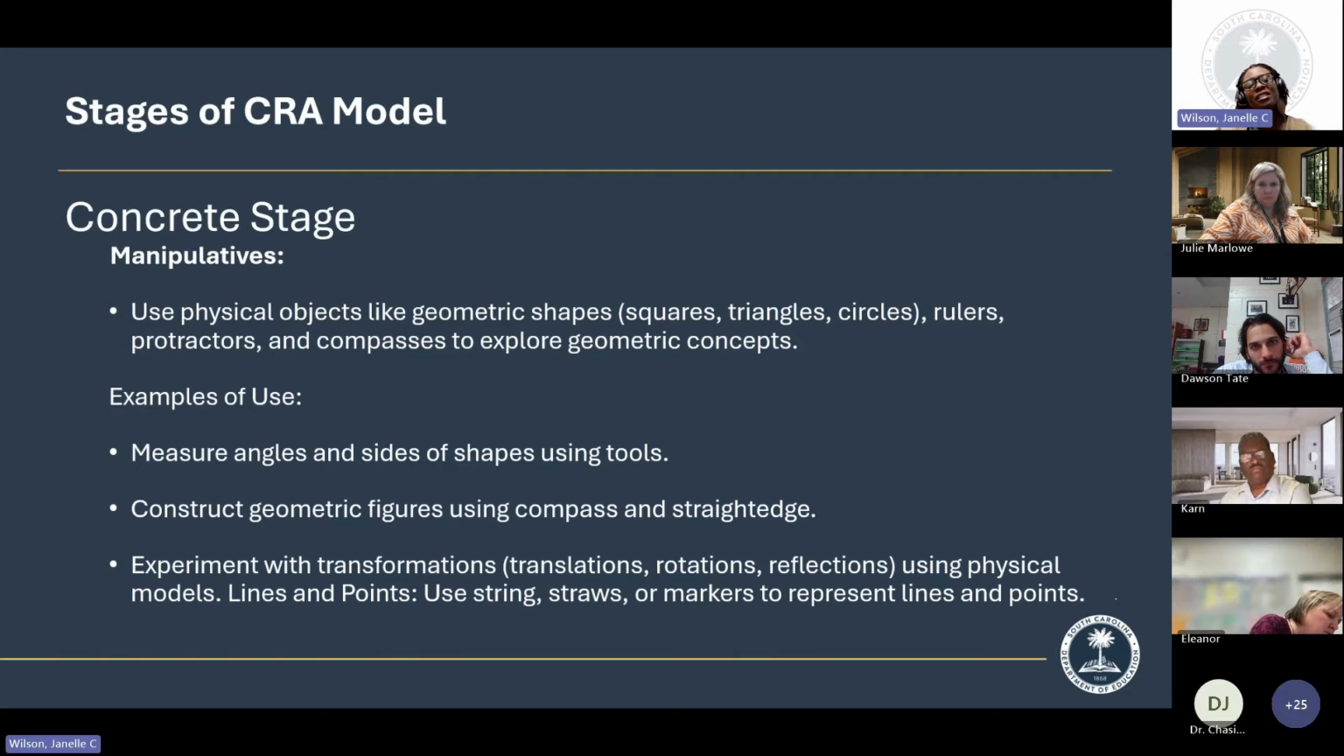What should concrete stages look like in a geometry classroom? Good. Hands-on models. What else? Like manipulatives and shapes that students are familiar with, like squares and equilateral triangles. That's a very basic thing that they're kind of familiar with. Okay, good.